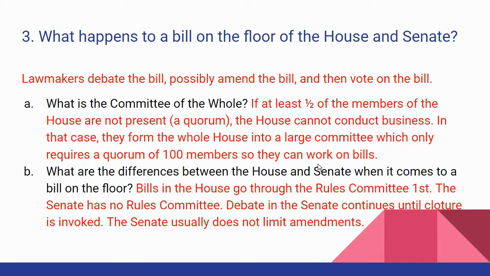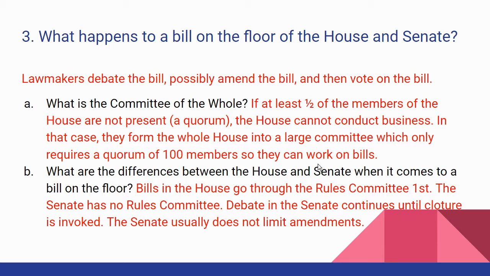What are the differences between the House and Senate when it comes to a bill on the floor? Now remember, in the House, it goes through the Rules Committee first. The Senate has no Rules Committee. Debate in the Senate will continue until cloture is invoked. Cloture is the vote to end debate. It takes a 3/5 majority. It's not a simple majority, it's a supermajority. It takes 3/5, so 60 out of 100 senators have to vote to end debate.